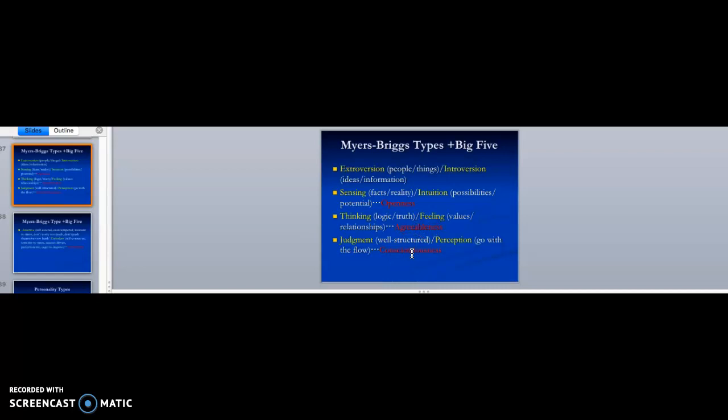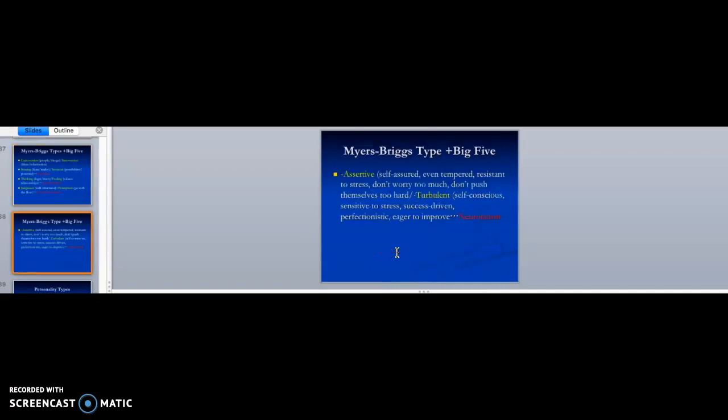And what we see is the yellow here in the Myers-Briggs is what's similar to the big five. So you're going to be taking a Myers-Briggs type test. And then, assertive is like the neuroticism on the big five. Am I self-assured, even-tempered, resistant to stress, or am I turbulent, self-conscious, sensitive to stress, perfectionistic, eager to improve? Okay, so just go back through those slides. The yellow is the Myers-Briggs trait type, and the red is the big five trait type. You can see how they map on to one another.